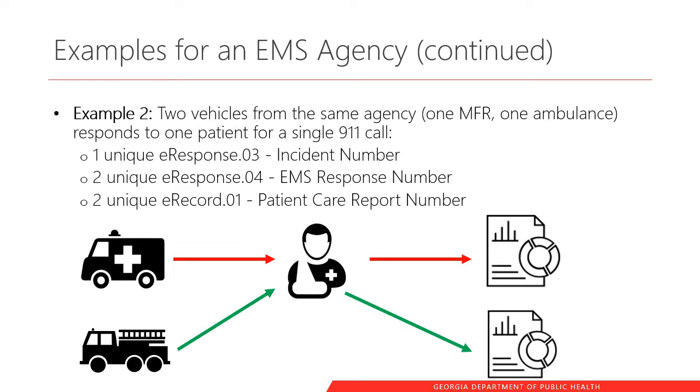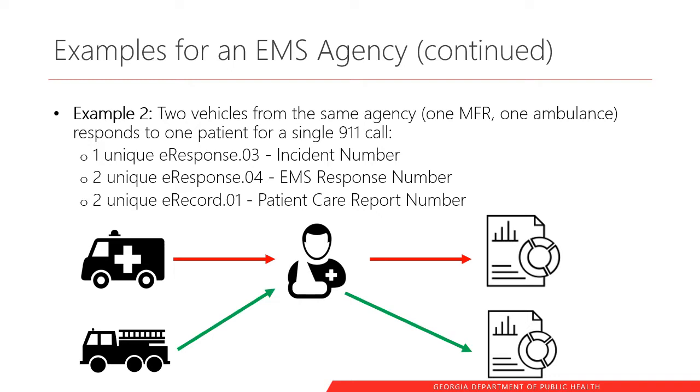Example number 2 would be for an agency that has both first response capabilities and ambulance capabilities. Let's say there are 2 vehicles from the same agency. One is the first responder unit, the fire truck on the screen. One is an ambulance. They respond to one patient. Maybe the ambulance got there first, or the fire truck did. But there are 2 crews and 2 vehicles there for a single patient. That happens a lot, especially in a cardiac arrest.